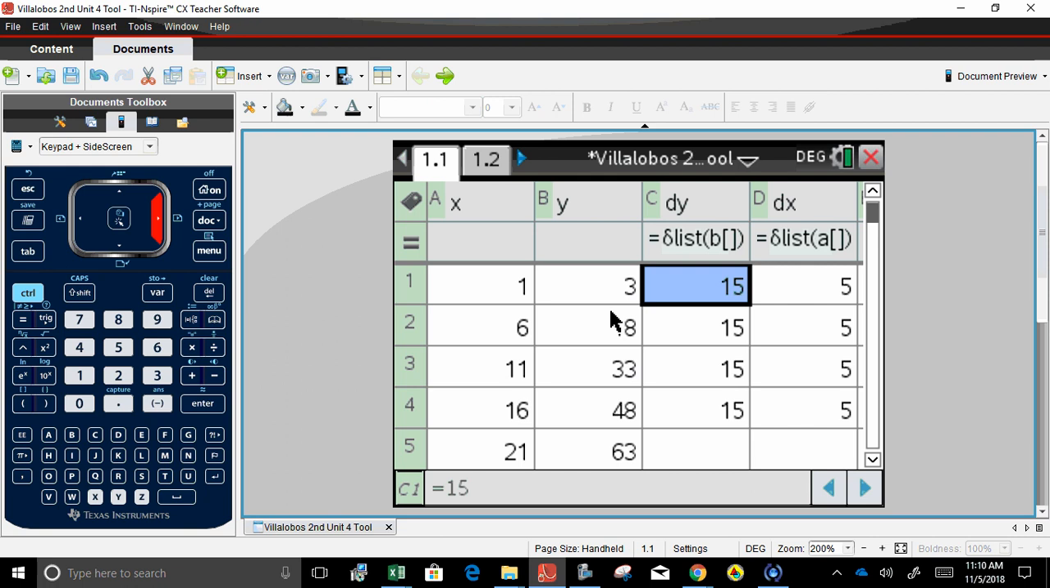Okay, now what I like about this calculator and this tool is, check it out. I know right away the first differences are constant. This is going to be on your test. You've got to understand this. If I see the first difference is constant, what does that make me think? It's linear.